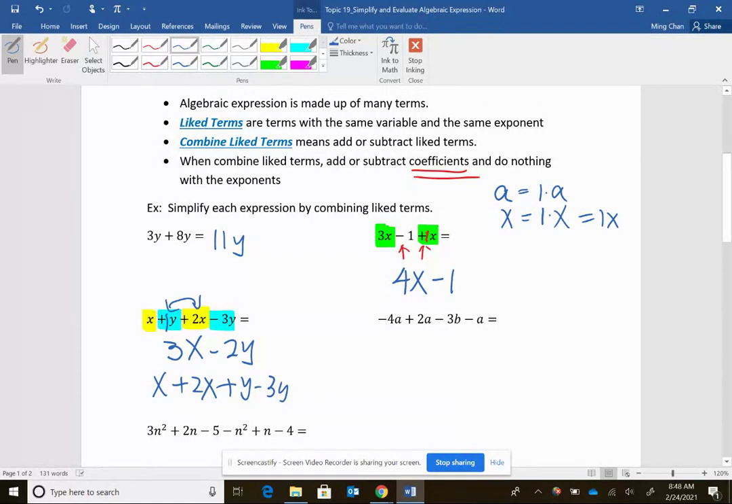You don't have to write extra lines because once you identify the terms, you know which are the like terms. You can go ahead and combine them. Normally we combine them by going in alphabetical order.